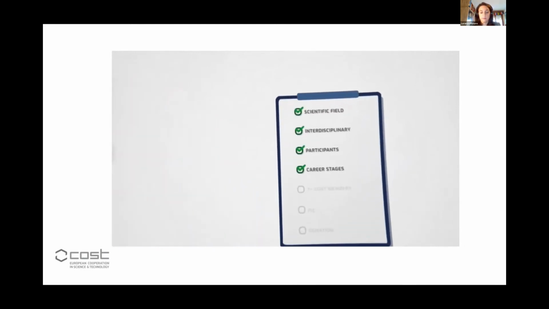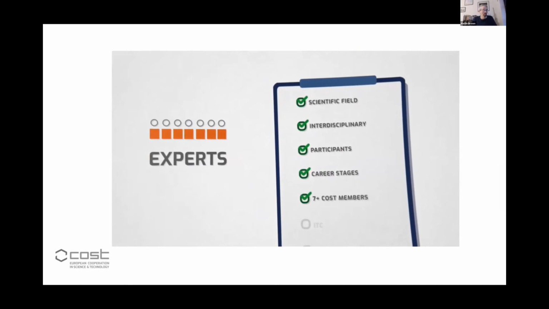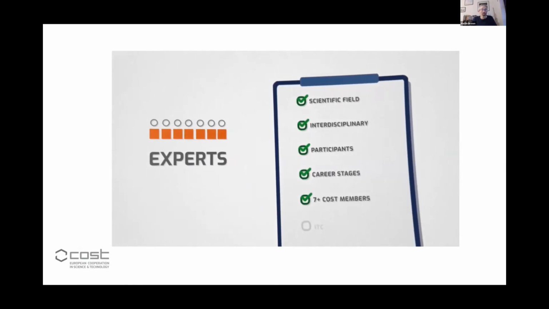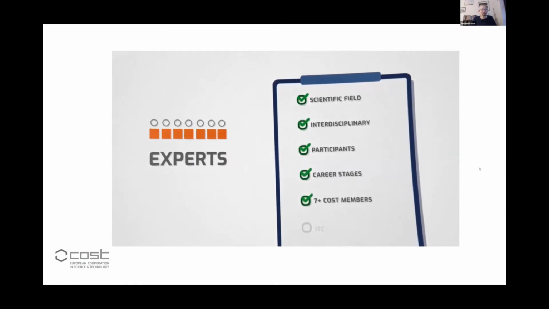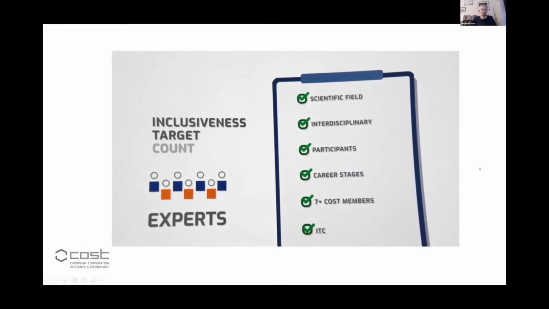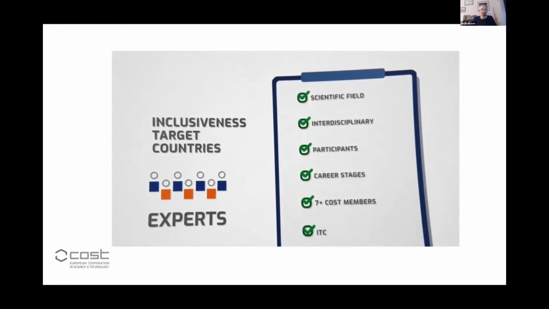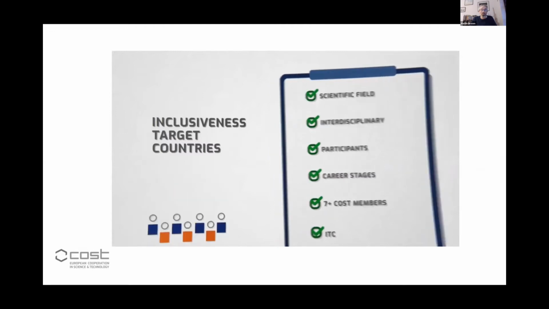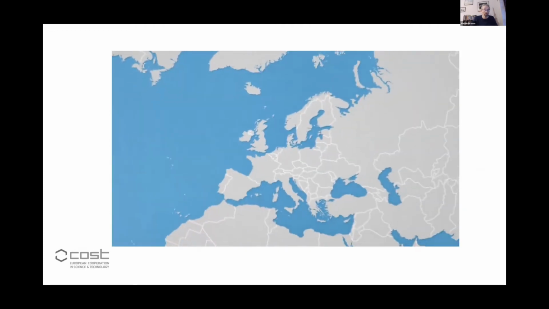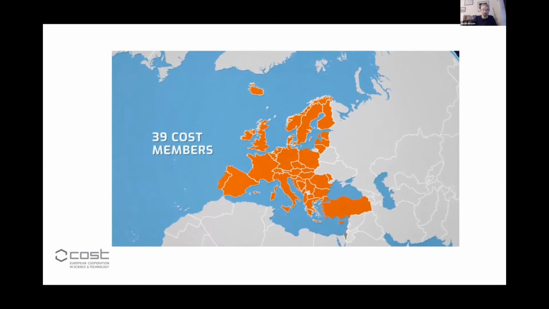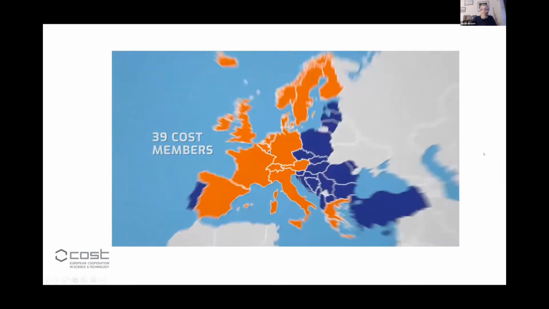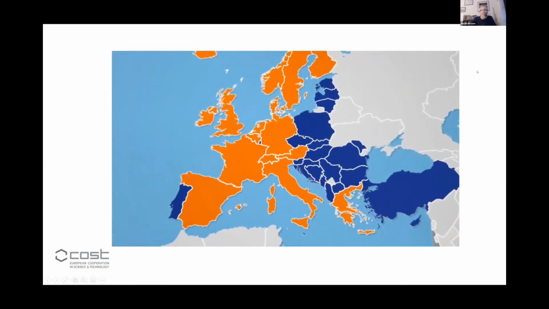At the proposal stage, you will need to gather experts from at least 7 COST countries working in a field of common interest. At least half of these countries must be what we call inclusiveness target countries, where research infrastructures are still developing. Today, 39 countries are members of COST, and over half of these are inclusiveness target countries.